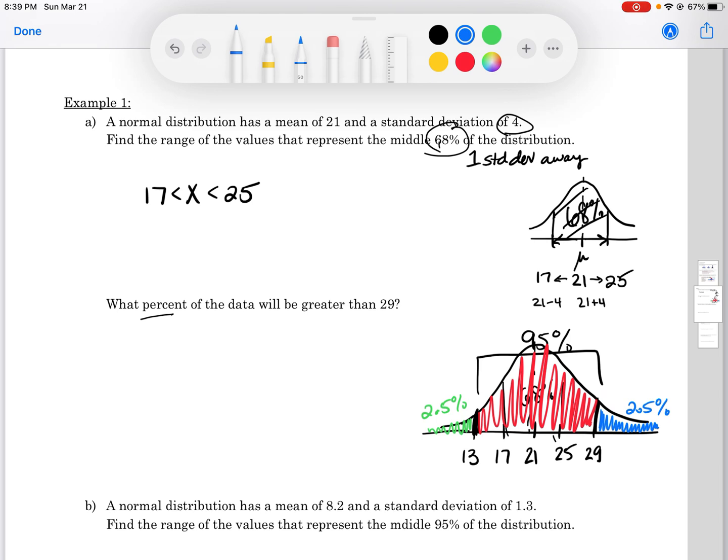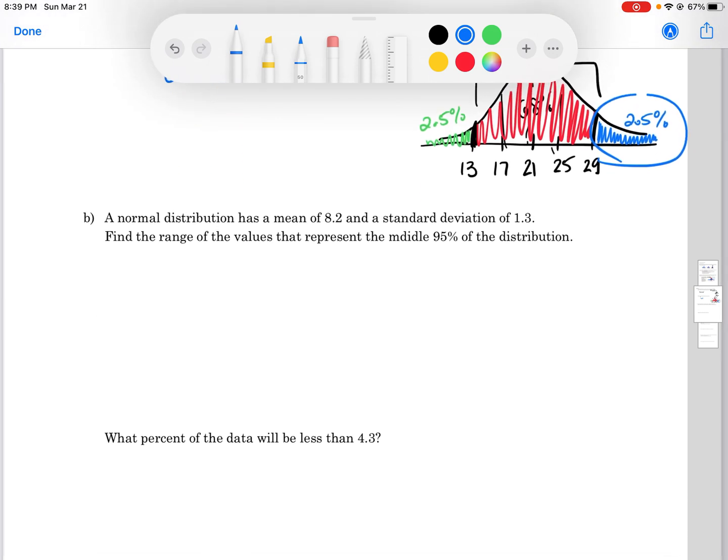Altogether, that adds up to 100%. Our question is, what's greater than 29? That's going to be this blue part, so 2.5%. All right. Let's take a look.